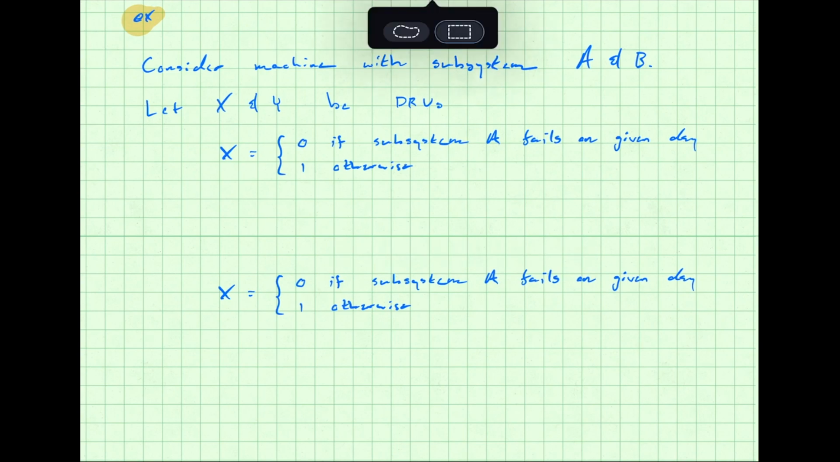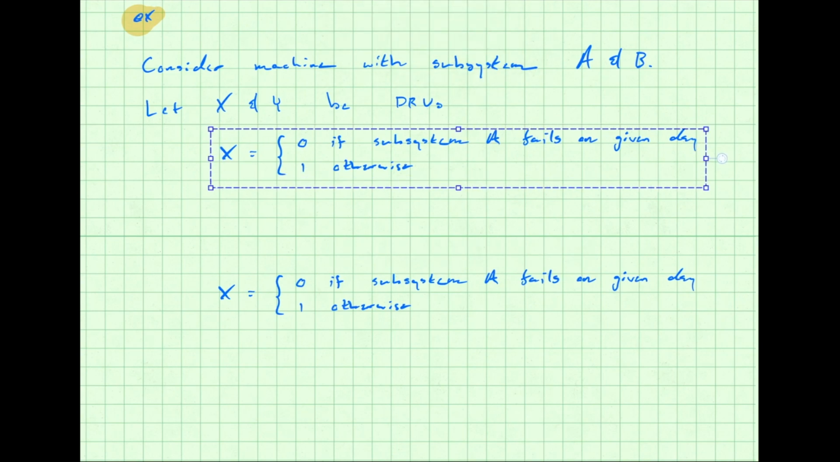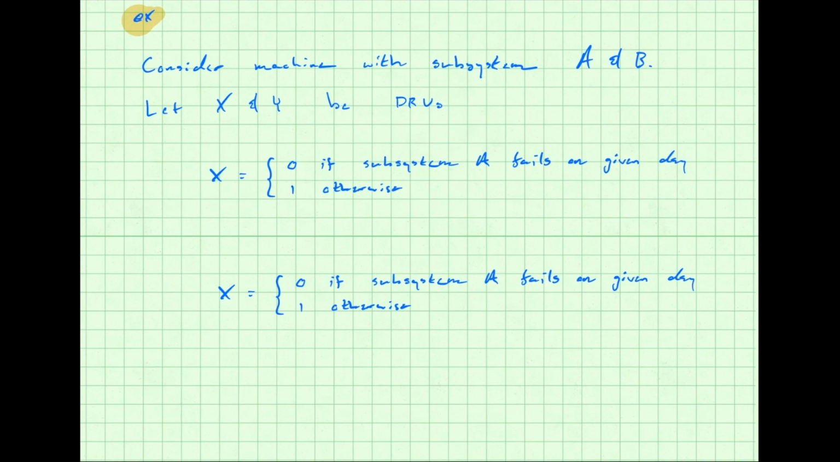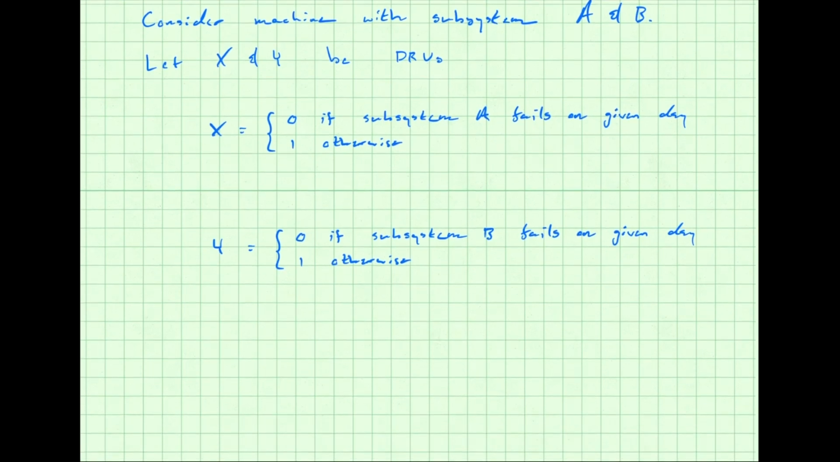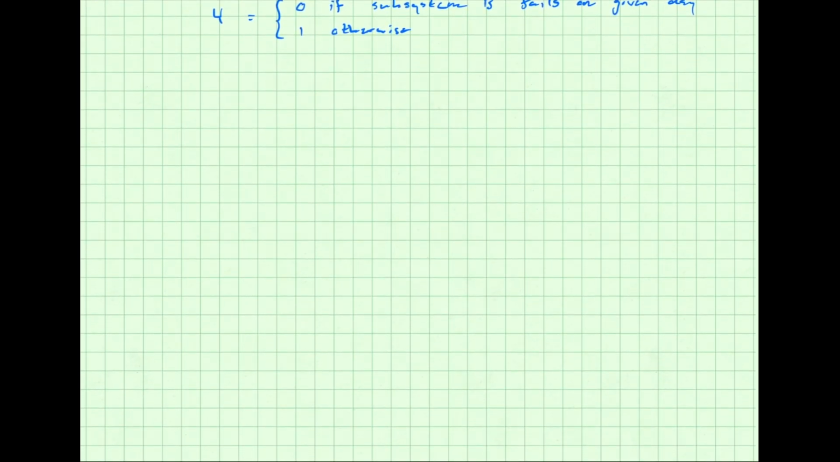I can probably move this down a bit to space it out. Okay, and so y is going to be here, and it's for the other subsystem, right? So these are just some sort of measure of whether or not the systems are working. And okay, so we'll write down their joint probability mass function.